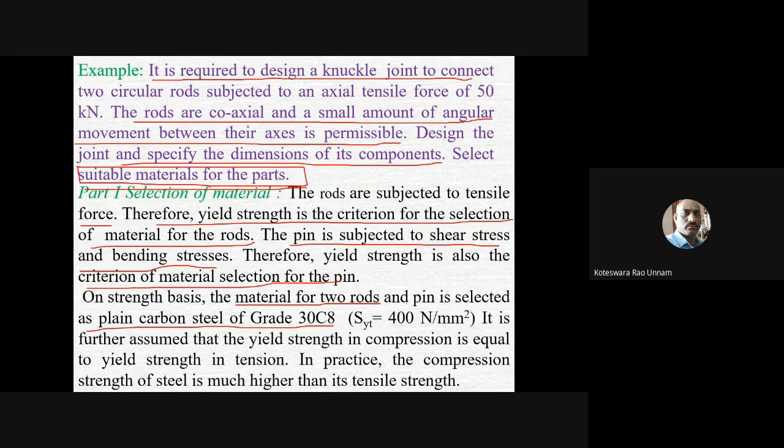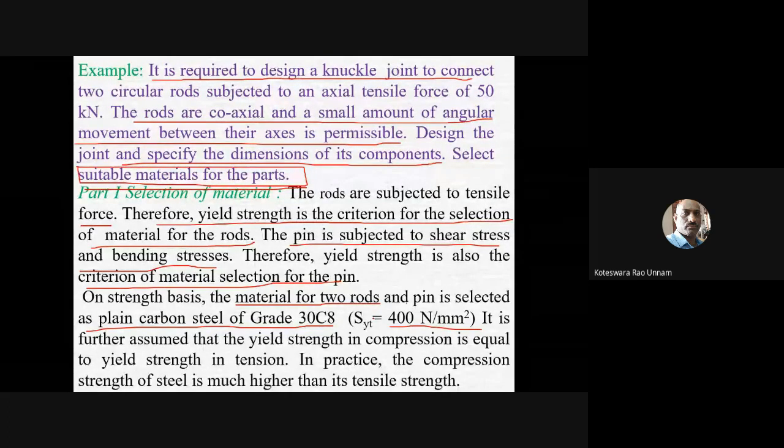But the only thing is, whatever material you pick from the data book, you need to take its corresponding yield strength. Here for this 30C8, the yield strength is 400 Newton per mm square. If you choose some other one, like 35C8, then from the data book, you need to pick its corresponding yield strength. Okay, so that is the one thing.